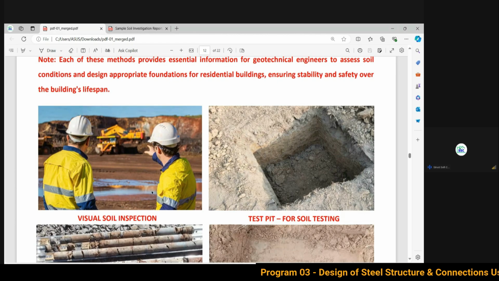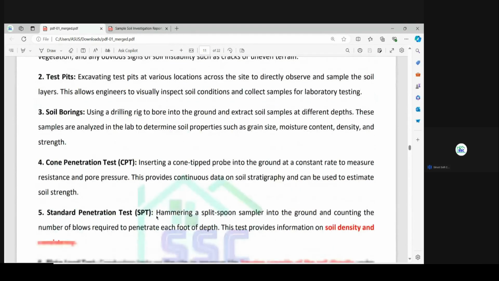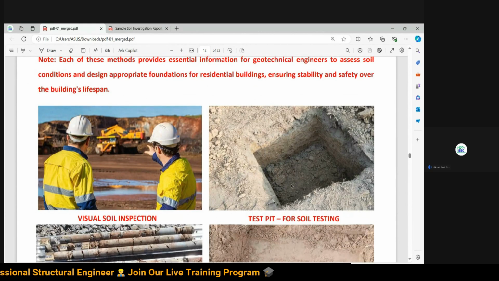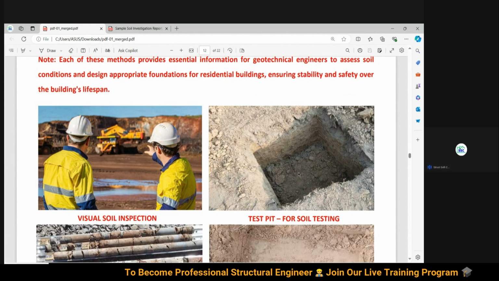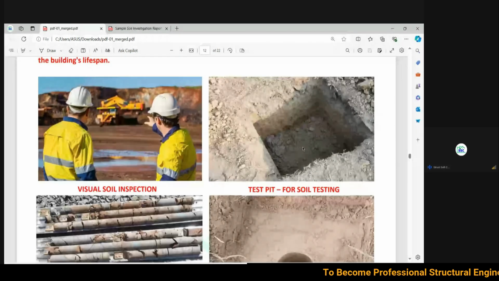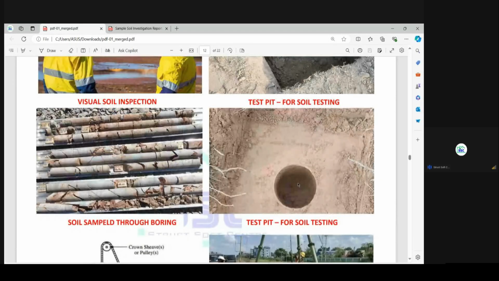And in that, if the structure is not that important, the most common is what? Test pits. In simple terms, we do an excavation on site to some depth, and by visualization we find the hard strata. Wherever we get the hard strata, at that level we can do two things: either you can do the on-site testing, or you can take a sample. After collecting that sample, you can take it to the laboratory and do the soil testing.